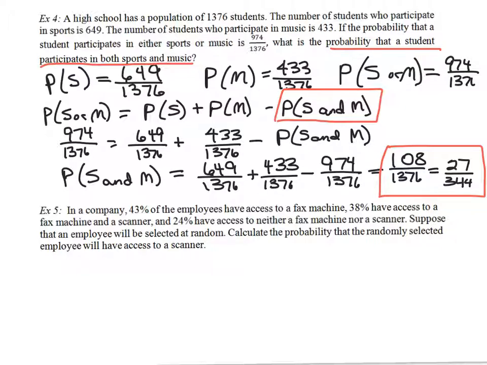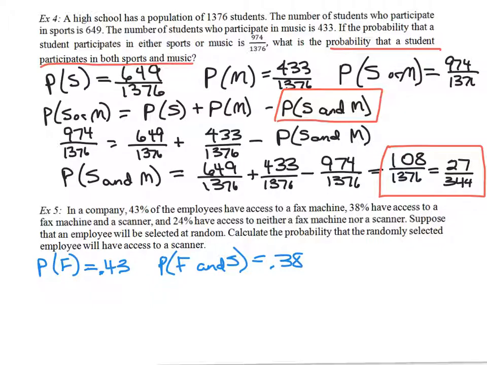In the last example, number 5, it says in a company 43% of the employees have access to a fax machine. So again, as I read, I'm going to write down what I know. So the probability that an employee has access to a fax machine will be 0.43. I'll do this one as a decimal. Notice that I don't have a total number of employees, so that's why I'm just using the percent as my probability. 38% have access to a fax machine and a scanner. So the probability of fax and scanner, that's going to be equal to 0.38.